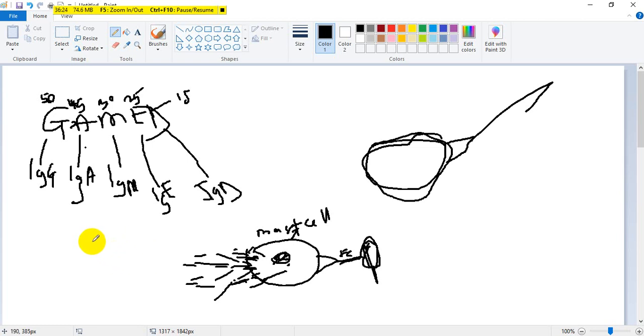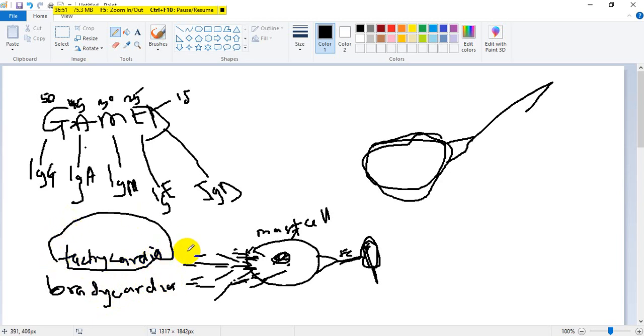It can even give you tachycardia. Tachycardia means what? Increased heart rate. And bradycardia is what? Lower heart rate. So this will give you tachycardia, meaning the heart will be beating so fast, like when you have high BP. Your blood pressure will be high and your heart will be beating so fast.